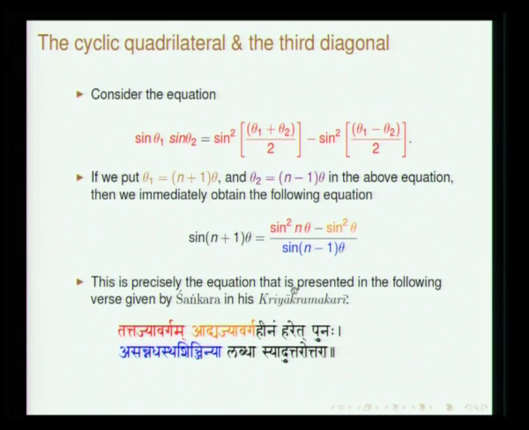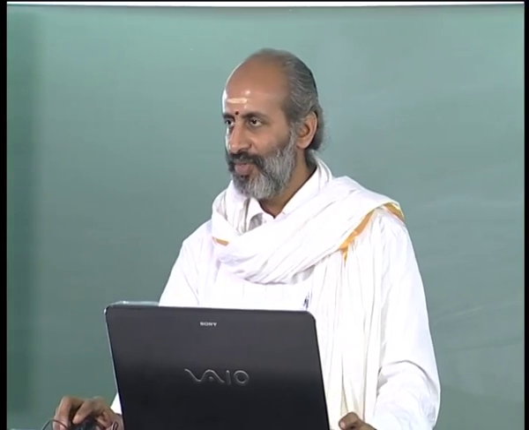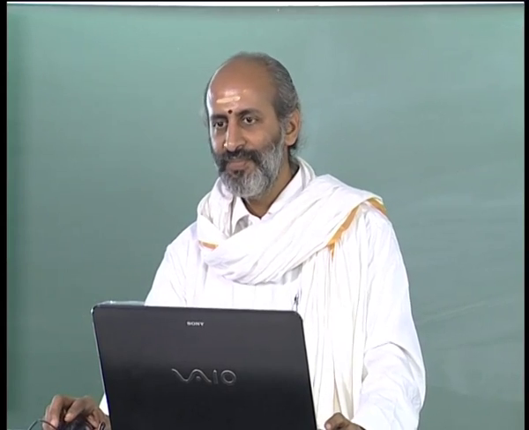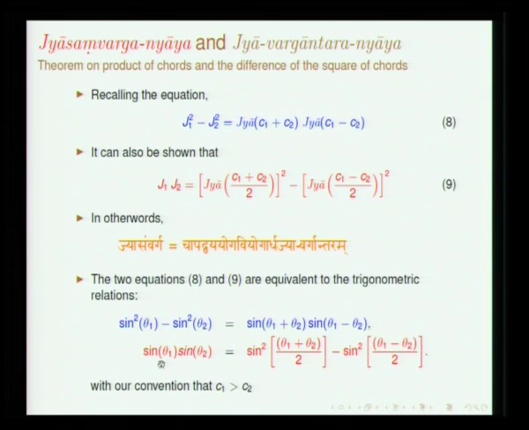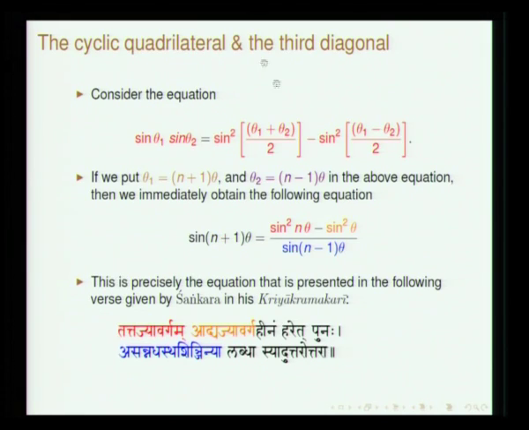So, from this result an interesting way to obtain the sine table has also been presented by Shankara Warrior in his commentary on Leelavati, which is called Kriyakramakari. So, while he discusses the cyclic quadrilateral, after doing that, he presents this. So, we just recall this. So, sine of C into sine of D is this. So, this is written as jya samvarga is equal to this. So, let us keep this in a more familiar form.